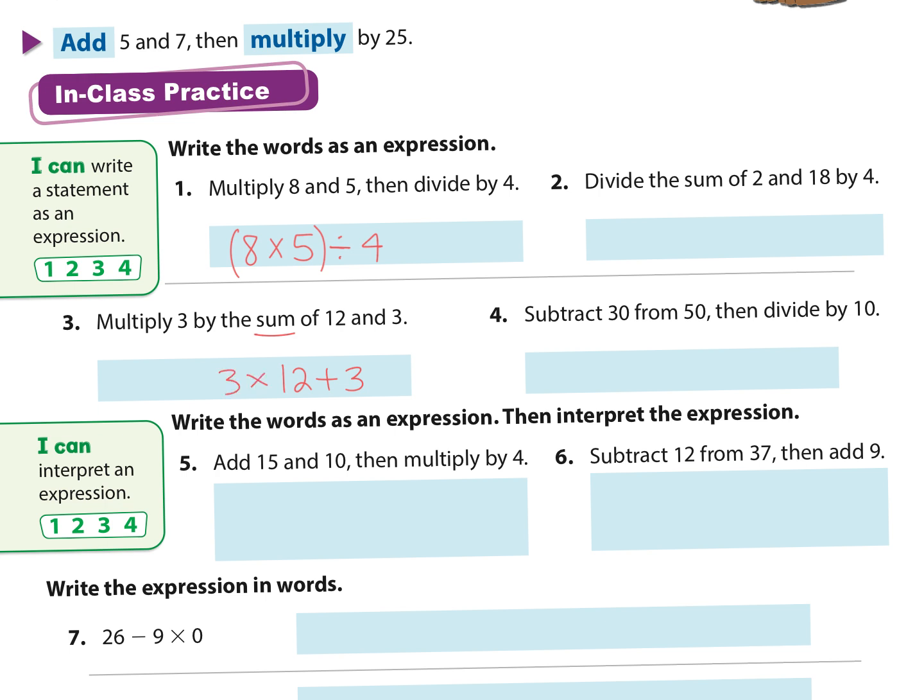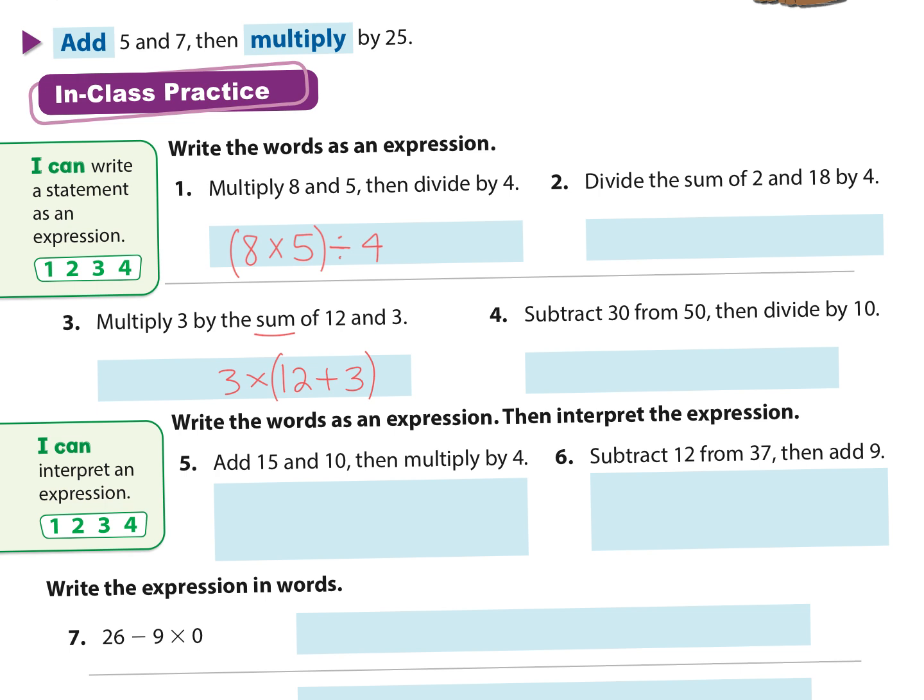But if I leave it like this, what would I do first? I would be doing 3 times 12 and then adding 3. So what do I need to do to make sure that I multiply 3 by the sum of 12 and 3? Yes. Put parentheses around 12 and 3. Now I am multiplying 3 by the sum of 12 and 3.